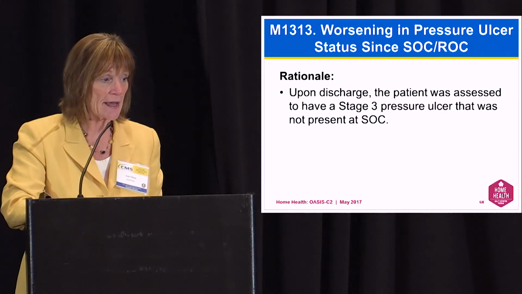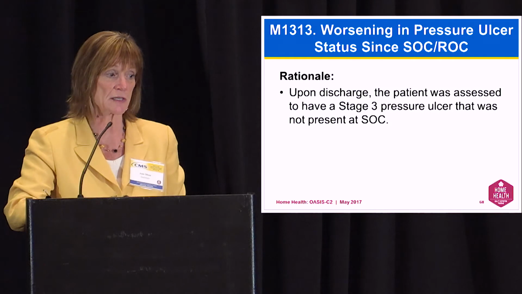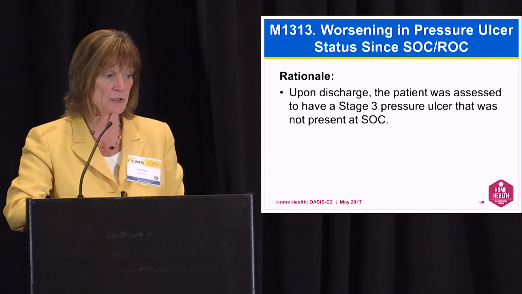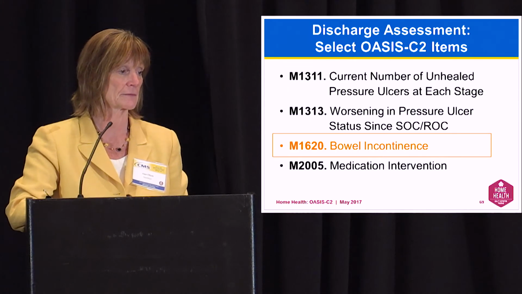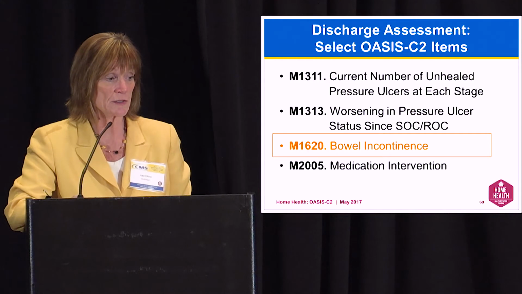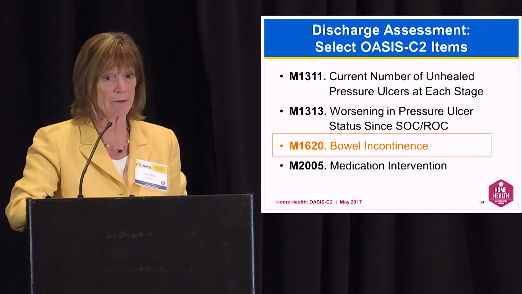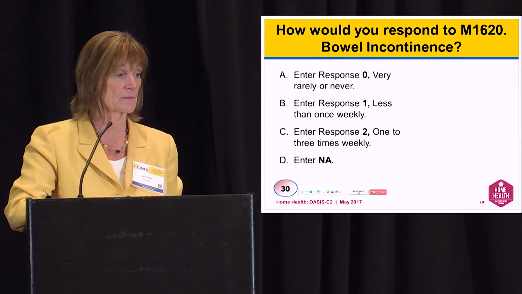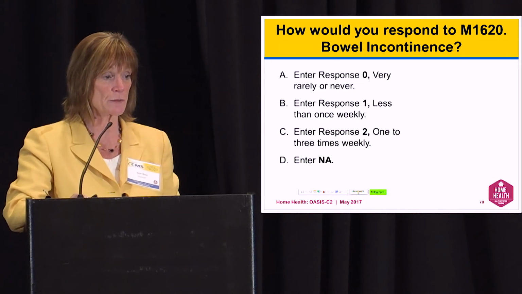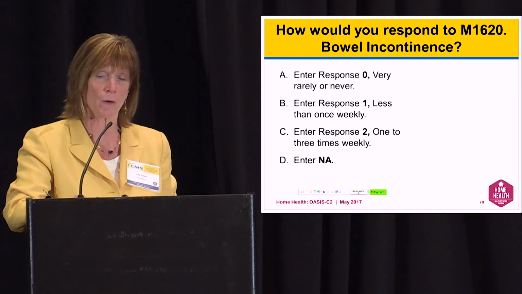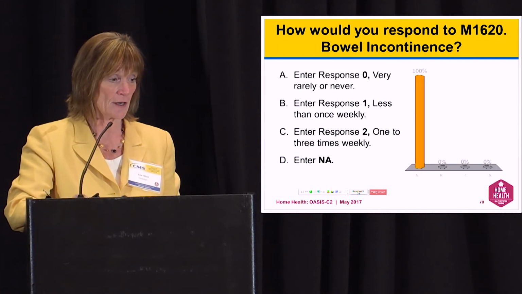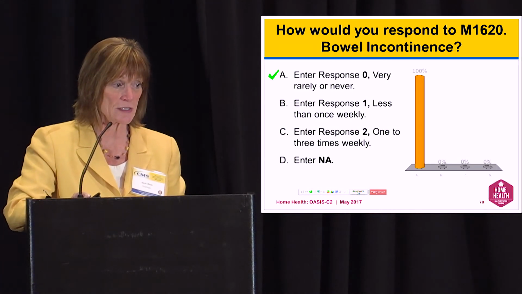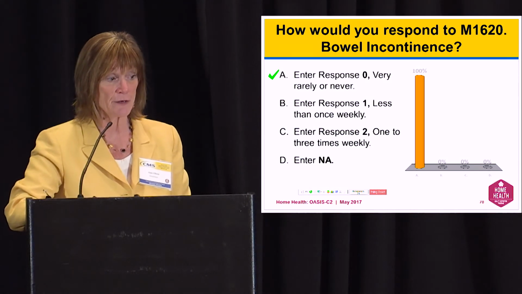And the rationale for that was upon discharge, the patient was assessed to have a stage 3 pressure ulcer that was not present at the start of care. So moving on to M1620 for bowel incontinence. So how did you all respond to M1620? This is another polling question. A 100% got that correct. Yep, the answer was A, and the response was 0, very rarely or never.